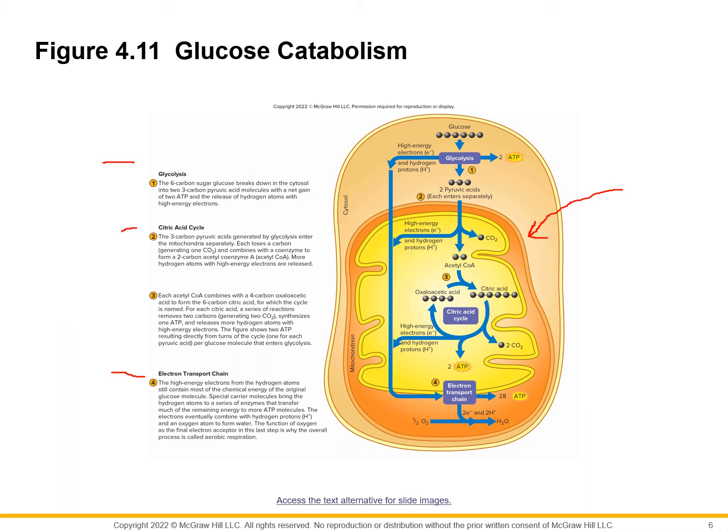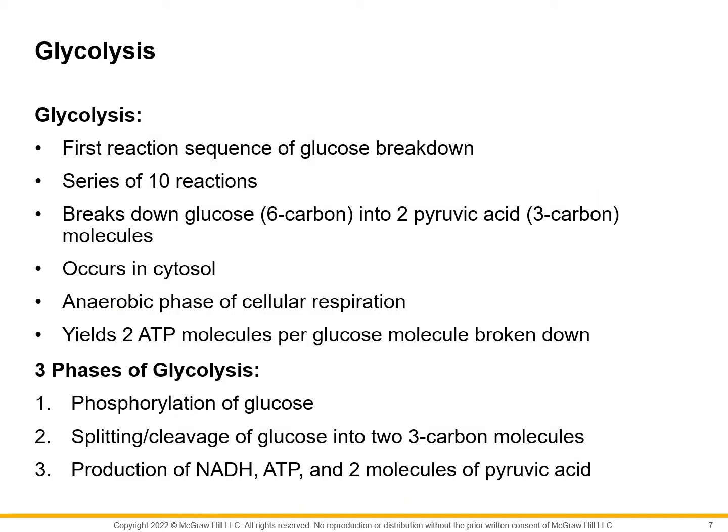I want you to know citric acid and electron transport chain, the second and third step, need oxygen, so they're called aerobic, and they happen in the mitochondria. Now, that is the base of what I want you to know. Now, glycolysis, again, is a pretty complicated thing. It says there's a series of 10 reactions. I am not worried about all of these reactions.